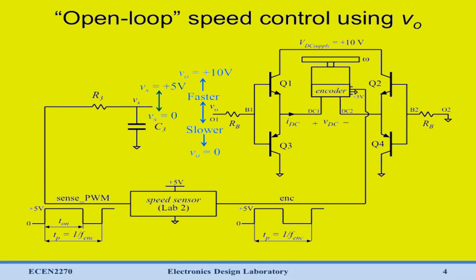Now you can imagine doing open loop control on this system where we simply measure Vs, determine whether our motor is going fast enough or too slow, and based on that increase or decrease VO. Now this type of system has one major issue, which is that the same VO is not always going to relate to the same omega.